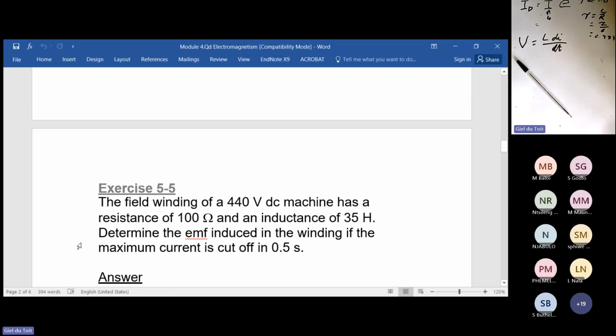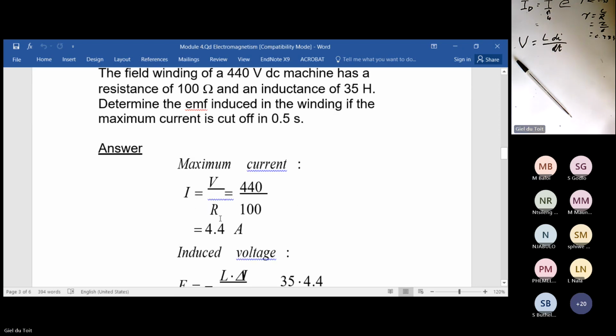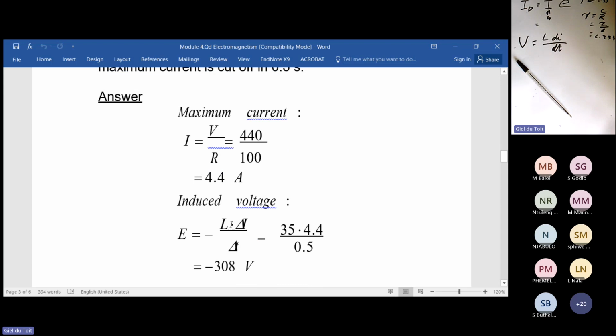I don't know why nobody's interested in this one and why they take so long. So there is your current, 4.4 amp, not 0.25, sorry, 4 ampere. And there is your voltage. 35 times 4.4 divided by half. Ne? So it's minus 300 volt. Remember that when we discharge an inductor, the voltage is always negative. So that's why it's minus 300 volts. Do you see?